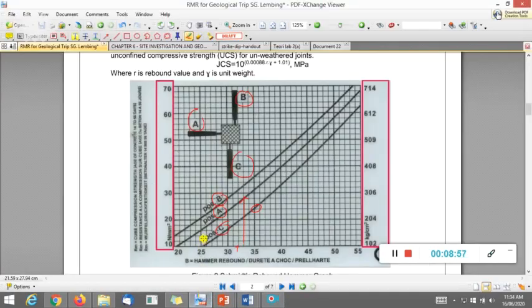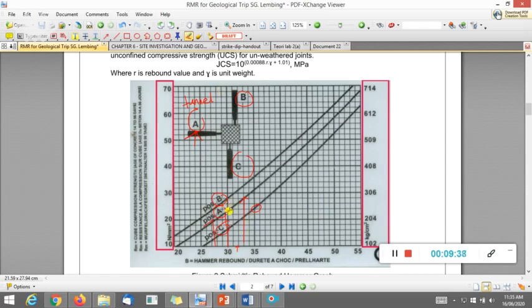Based on that video, when you go to the tunnel, you will use position A. That's why you need to use the correction line for position A. And then how do you get the UCS? For example, if the average rebound hammer number is about 30, you just drag this line to position A, because in the tunnel this is position A. Normally in the tunnel, you conduct the testing from the side.